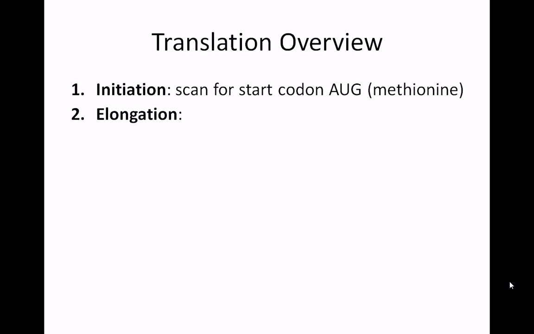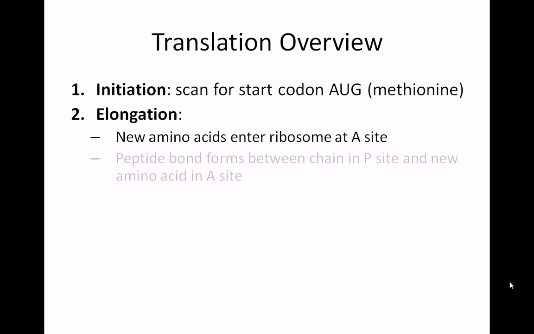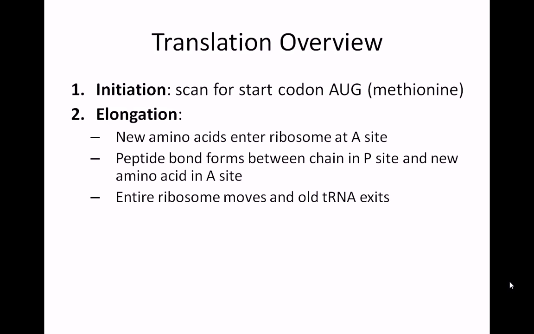First, new amino acids attached to tRNA enter the ribosome at the A site. Then, a peptide bond forms between the polypeptide chain attached to the tRNA in the P site and the newly arrived amino acid in the A site. Then, the entire ribosome assembly shifts, causing the old tRNA to exit and the new tRNA with the polypeptide chain to now be in the P site.